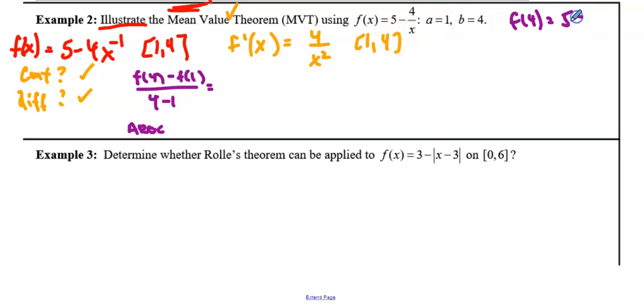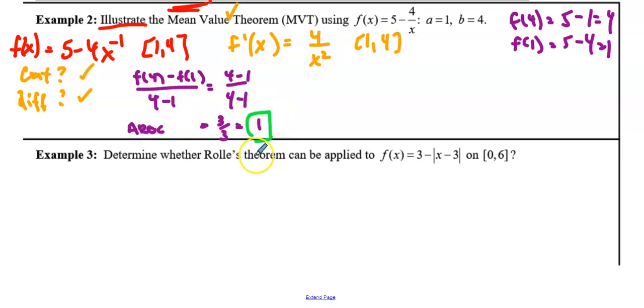So if I plug in 4, f of 4 is going to be equal to 5 minus 4 over 4, which is just 1. So f of 4 is going to be equal to 4. And then f of 1 is going to be equal to 5 minus 4 divided by 1, which is 4, so that equals 1. So f of 4 is 4 and f of 1 is 1, over 4 minus 1. So I get that the average rate of change is going to be equal to 1. The average rate of change is equal to 1.